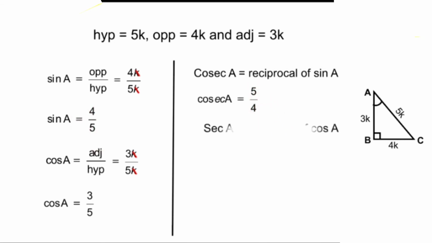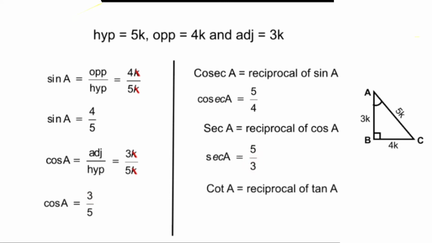Next, we know that secant A is the reciprocal of cos A. So, let us take the reciprocal of 3 by 5. Then we get secant A is equal to 5 by 3. Next, we know that cot A is the reciprocal of tan A. According to the problem, the value of tan A is given as 4 by 3. Now let us take the reciprocal. Then we get cot A is equal to 3 by 4.